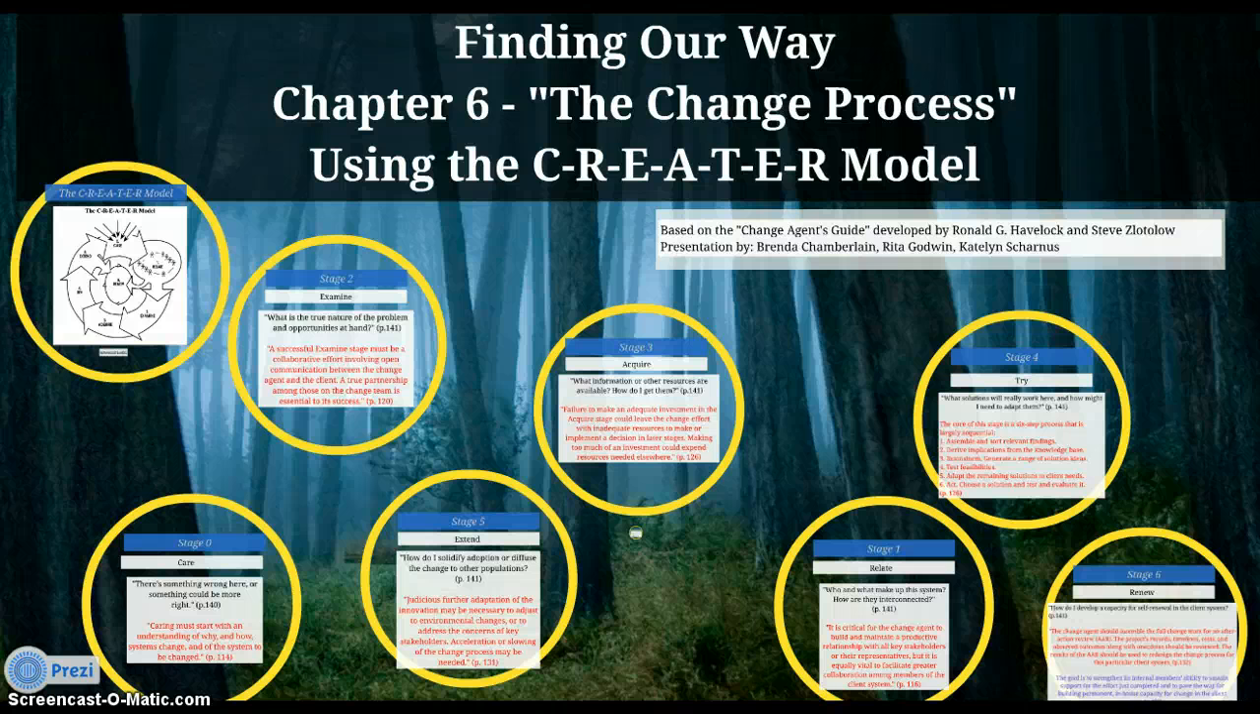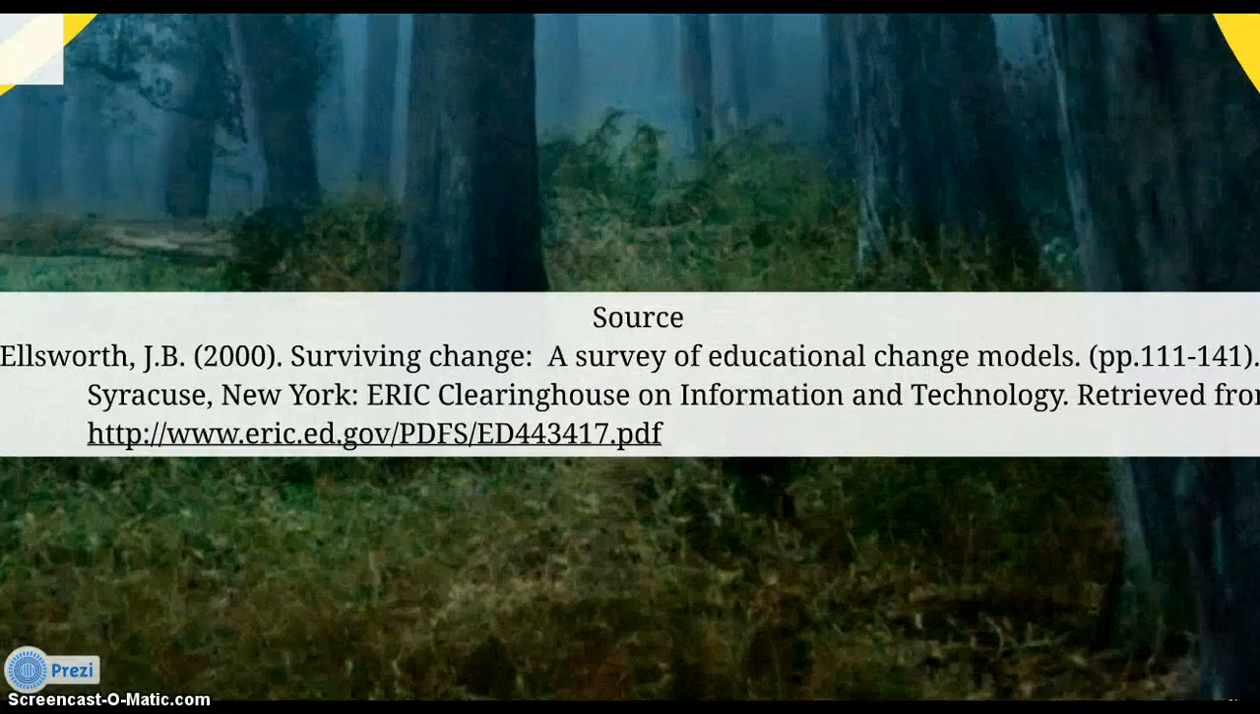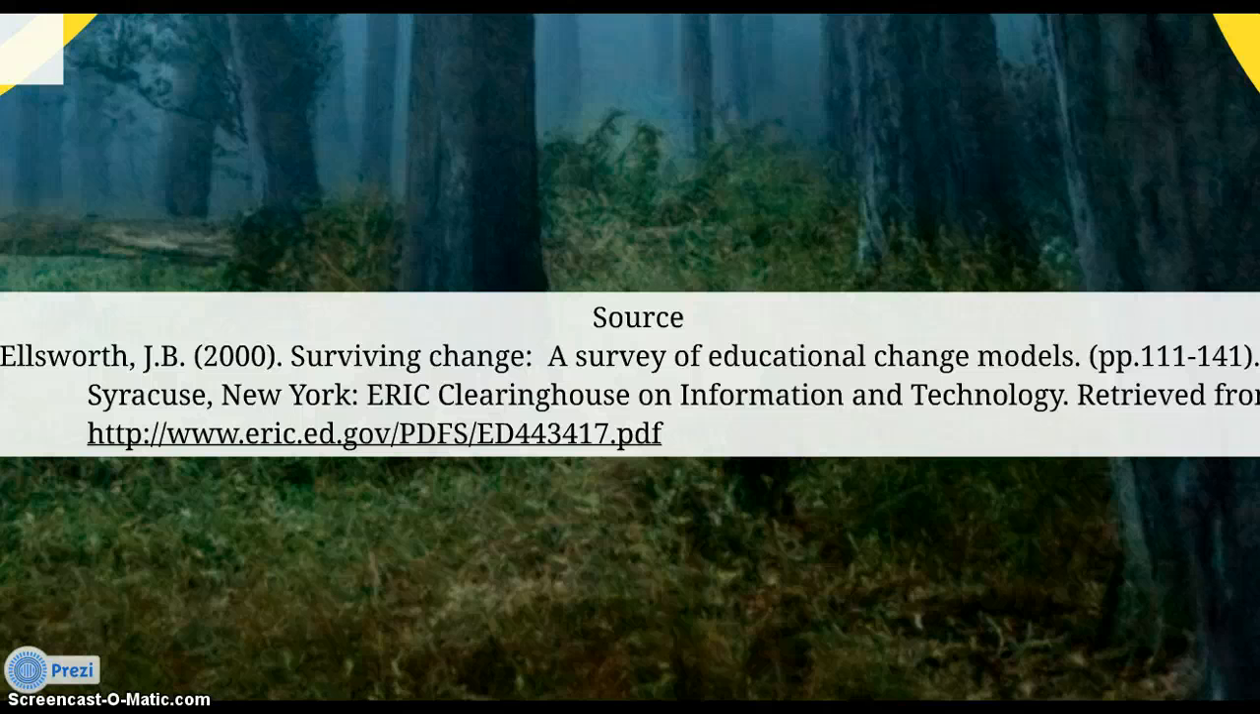The authors' theory allows us as agents to change our way of thinking by sequentially and systematically following the 7 stages discussed in this presentation to bring about change and innovation. These slides were based on Chapter 6 from J.B. Ellsworth's Surviving Change, a survey of educational change models.